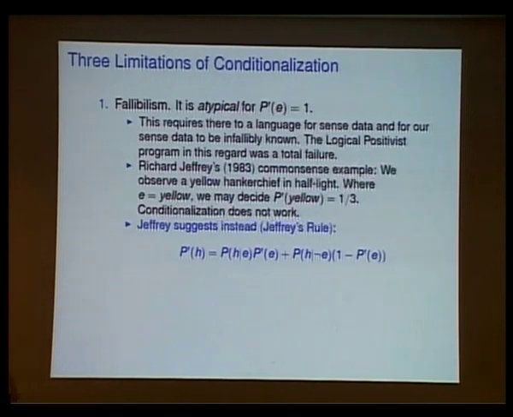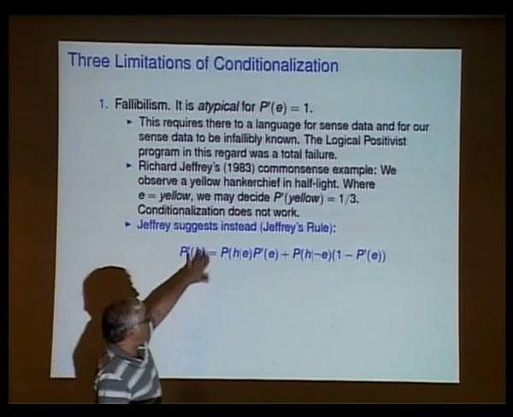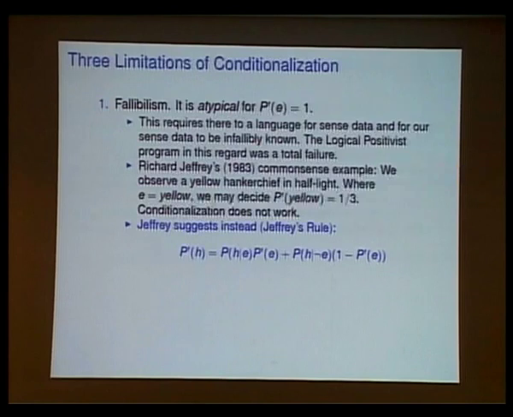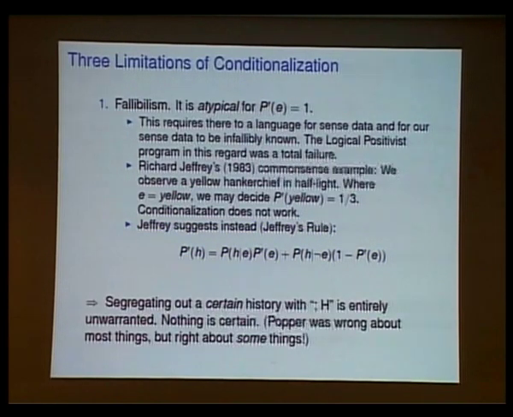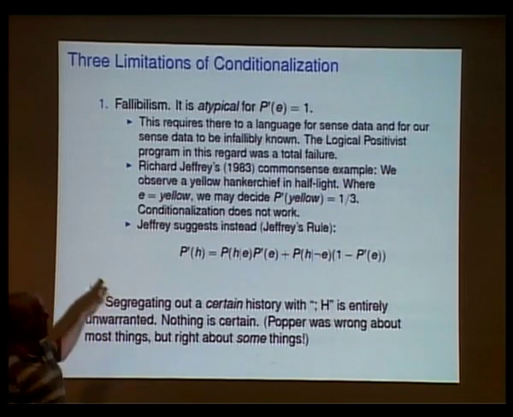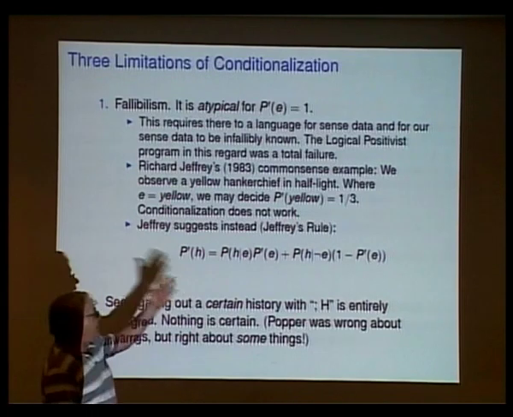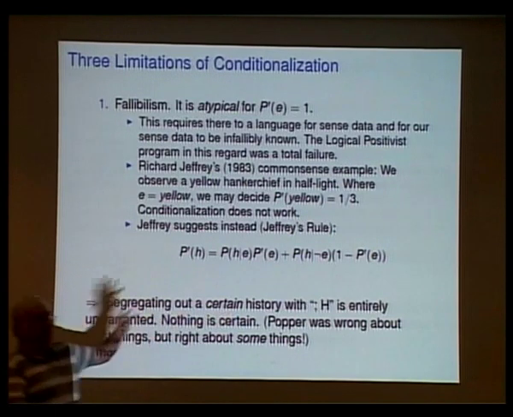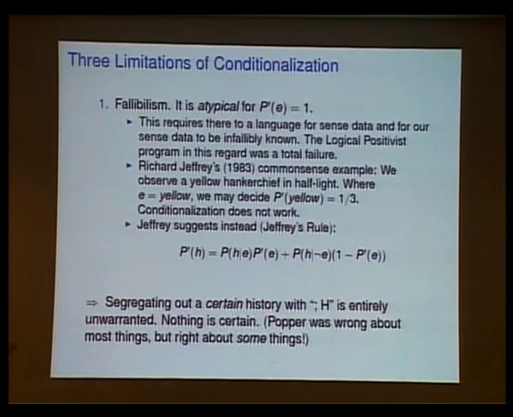He offered this generalization of conditionalization. The posterior probability of the hypothesis should be a mixture of its probabilities under the evidence and under the negation of the evidence, weighted by their posterior probabilities. And that works perfectly fine as an alternative to conditionalization, and certainly more justifiable in most circumstances. Okay, so these considerations suggest that Nozick's not here, so I can go ahead and take shots at him. Or did he sneak into the back? Okay. So anyway, the idea of segregating out a certain history with a semicolon H is completely unwarranted, and usually wrong-headed. And I'll go ahead and take a shot at Popper as well. Popper was wrong about almost everything in philosophy of science, but not about this.